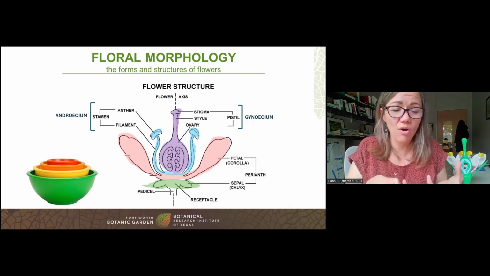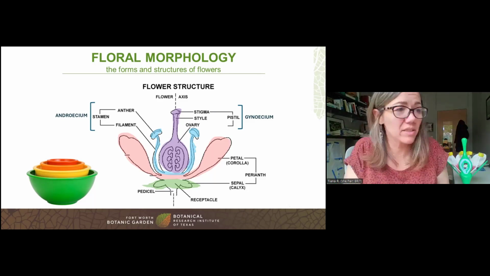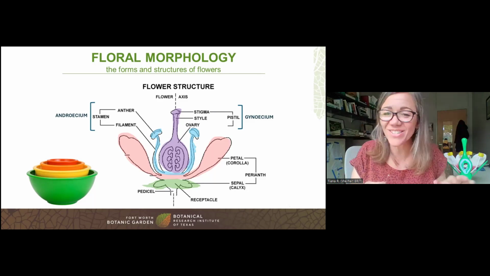Right? So you're looking at the ovary, which will ripen into a fruit once that plant is fertilized. All right, are y'all still with me?